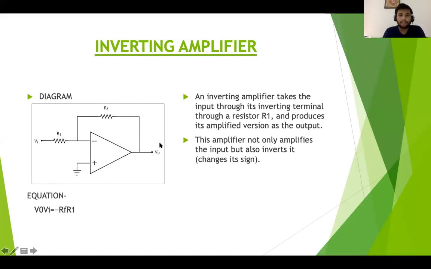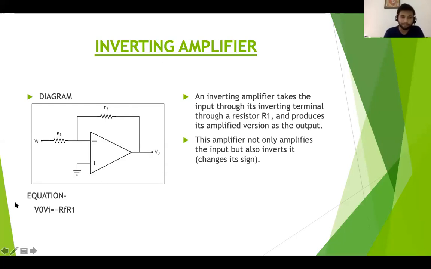This is the circuit diagram of an inverting amplifier. An inverting amplifier takes the input through its inverting terminal. The name suggests inverting. So we will be giving the supply on the inverting terminal, keeping the non-inverting terminal as ground. The output of the circuit is inverted because it is an inverting amplifier. The amplifier not only amplifies the input but also inverts its sign. That is, if the input supply is negative, the output will be positive, and if it is positive, it will be negative.